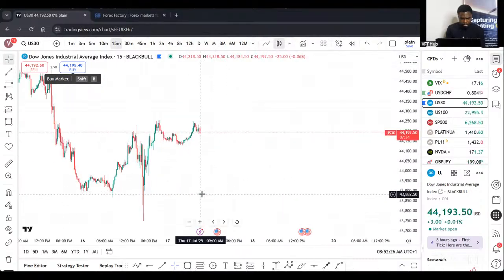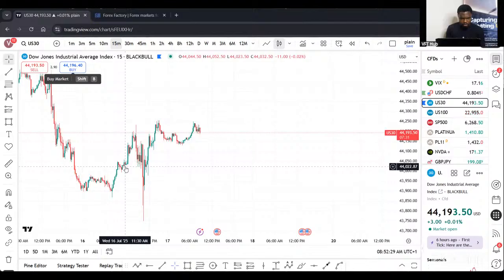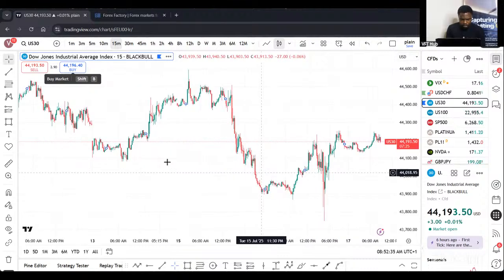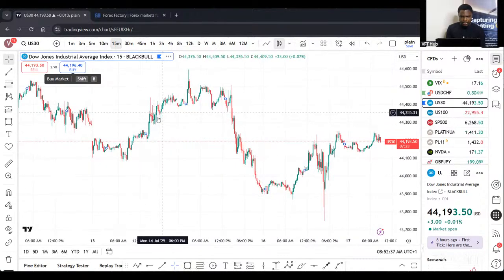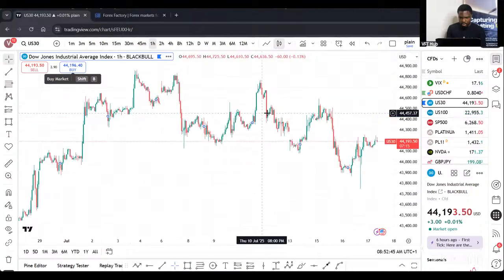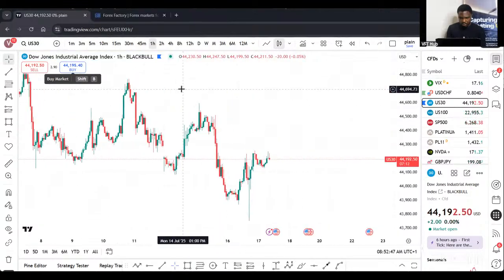Especially on, I think, US 100. I'm trying to look for Tuesday. Okay, on Tuesday, price was still around this zone. Let me use the 1 hour for Tuesday. Trying to check properly.